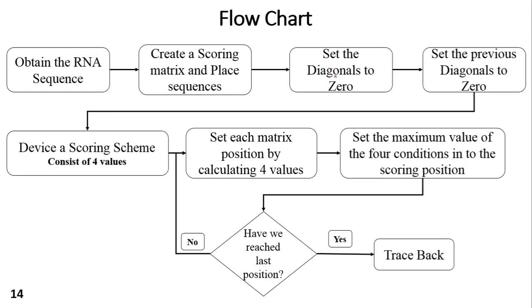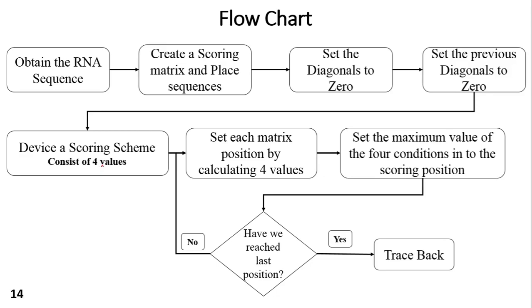Why do we do that? We would talk about it in our subsequent session. Okay, so once you set all the values in the diagonals to 0, additionally you identify the previous diagonal and also set their values to 0. Next step is to devise a scoring scheme that would consist of 4 values. Therefore, for populating each and every box in your S matrix, you would have to compute at least 4 values.